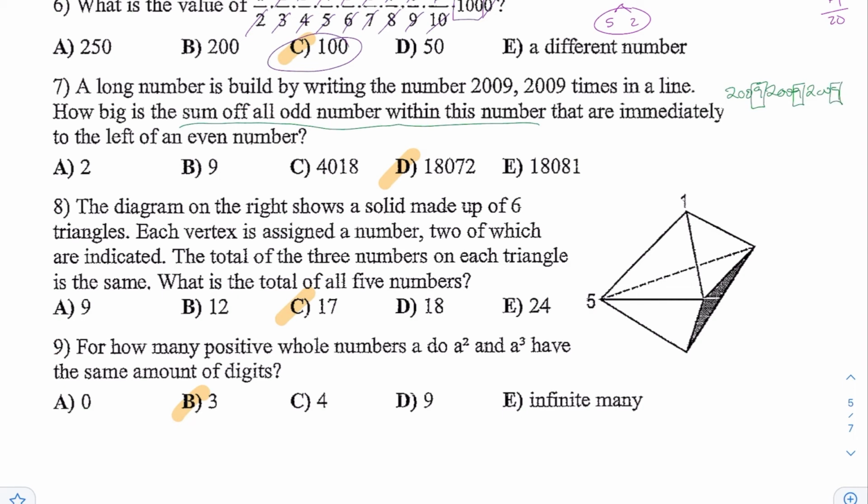So you'll have to do 2009 times 9, because there are 2009 nines. And 2009 times 9 is 18,081. However, the last 9 won't be to the left of the even number, so you have to subtract 9 from that. And you get 18,072, choice D, and not choice E. The last digit doesn't count because it's not to the left of an even number, so you can't include that.